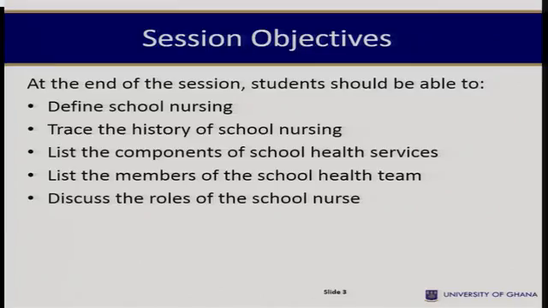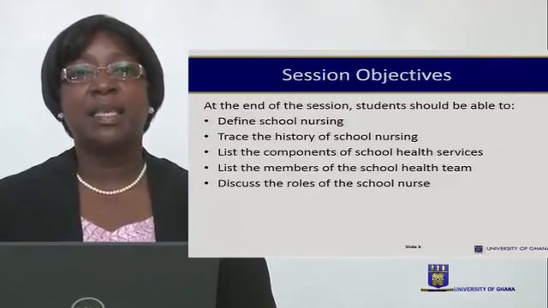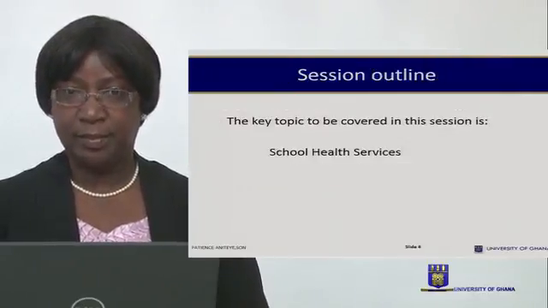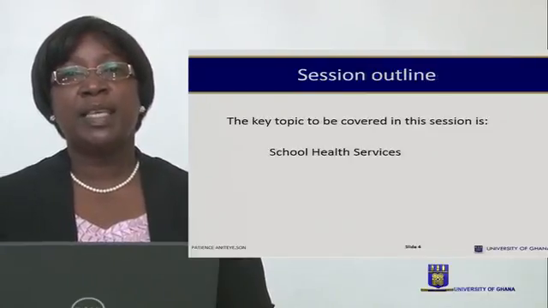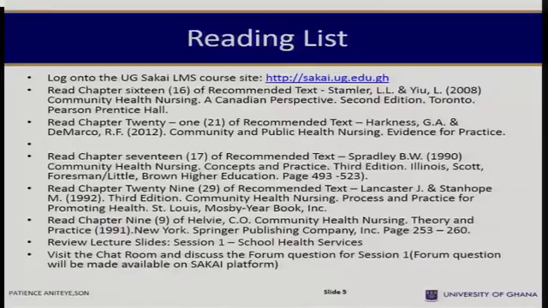Now let's look at our session objectives. At the end of the session, students should be able to define school nursing, trace the history of school nursing, list the components of school health services, discuss the members of the school health team. That is interesting. We have a school health team. And then finally, discuss the roles of the school nurse. The topic to be covered in this section, as I have said, is school health services. This is your reading list. You have a lot of reading to do because school health services covers a lot of areas.